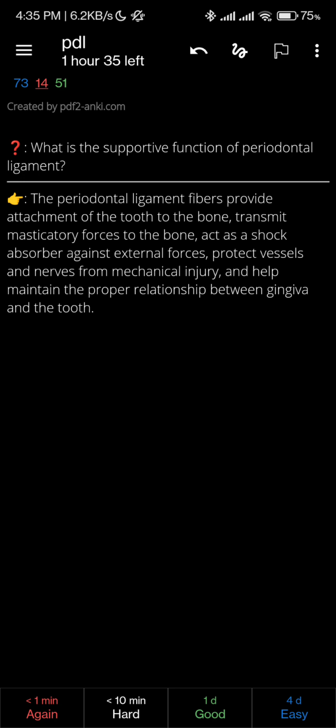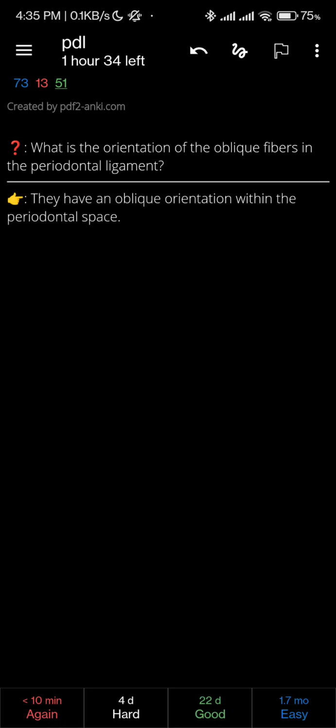What is the orientation of oblique fibers in the periodontal ligament? Oblique fibers have an oblique orientation within the periodontal space. What else? What is the homeostatic function of periodontal ligaments?